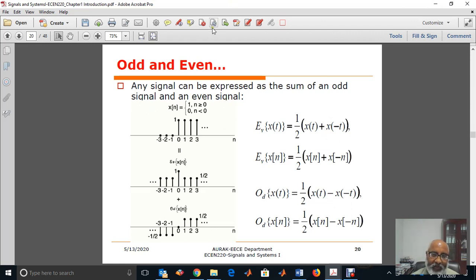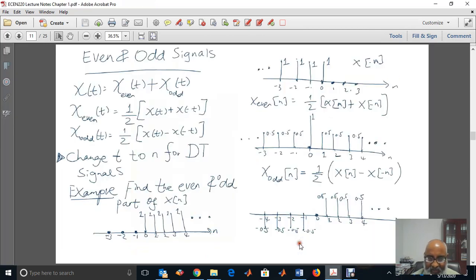Let's have this example. This is a discrete time signal. x of n is equal to 1 for n greater than or equal to 0, and 0 for n less than 0. So it is 0, 0, 0, and starting from 0 it's 1, 1, 1. Let's find the even part and the odd part. To find the even part, we use the formula: one over 2 times x of n plus x of minus n.